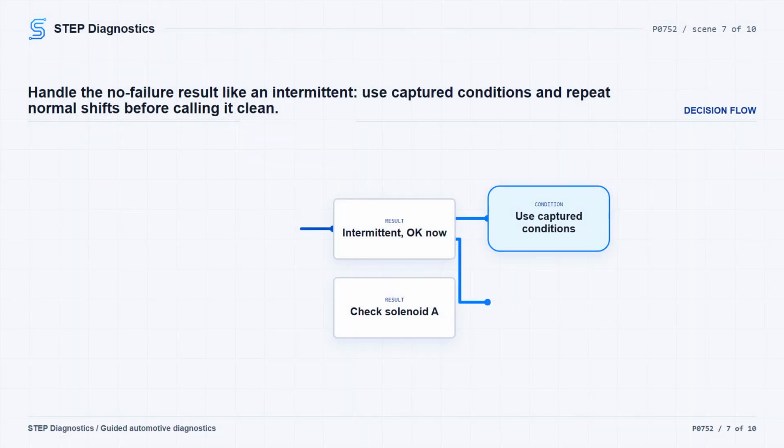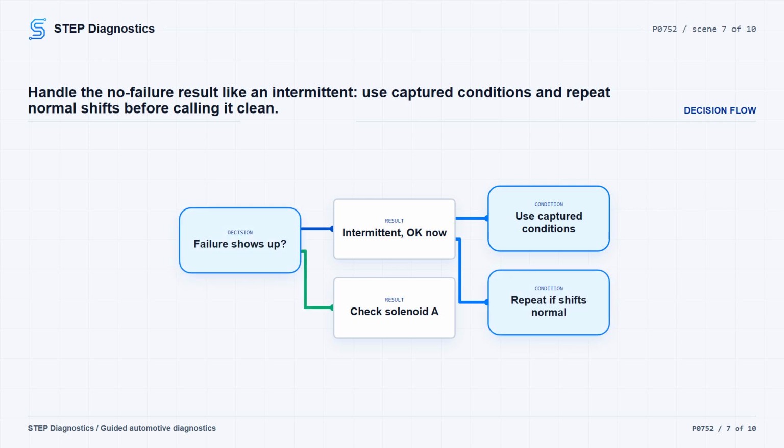If it does not happen, treat it as an intermittent failure and the system is okay at that time. If captured data is available, try to reproduce the failure under those same captured conditions. If the shifts are normal, repeat the drive check 2 or 3 times before calling it clean.